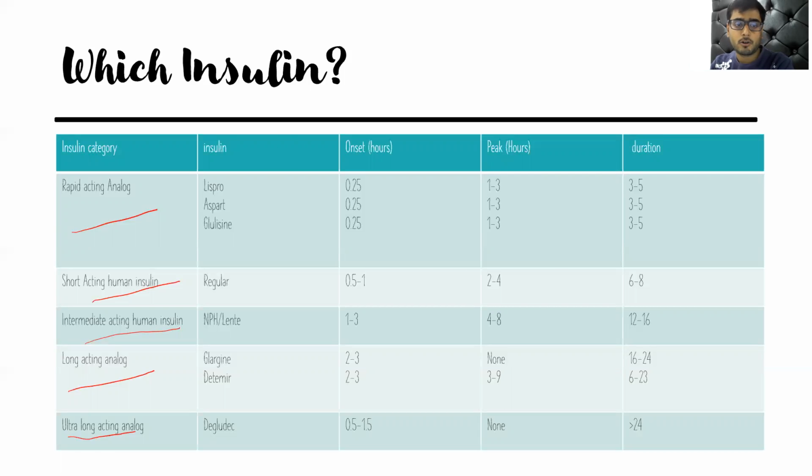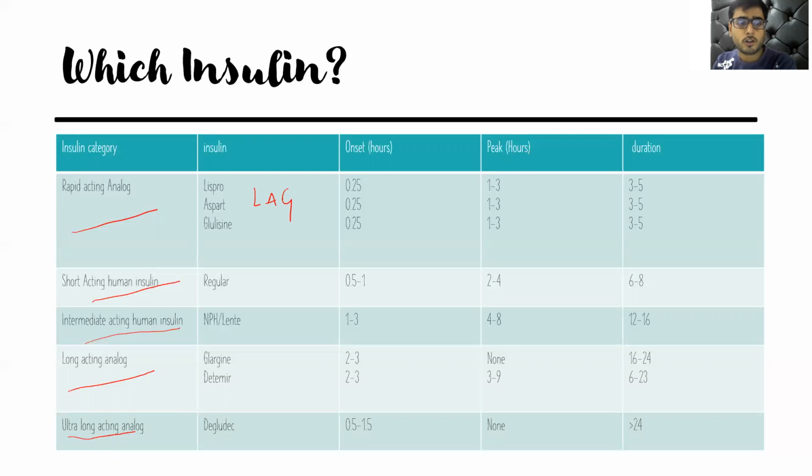Coming on to the examples of these categories of insulin, for rapid acting analog we can remember with the mnemonic LAG. LAG stands for lispro, aspart, and glulisine. In practice, we most commonly use only two types of rapid acting analog, that is lispro and aspart.